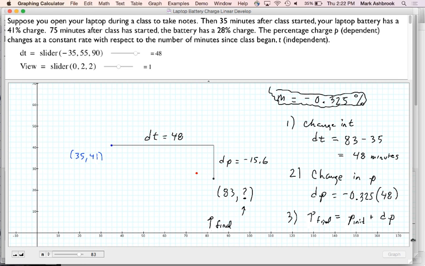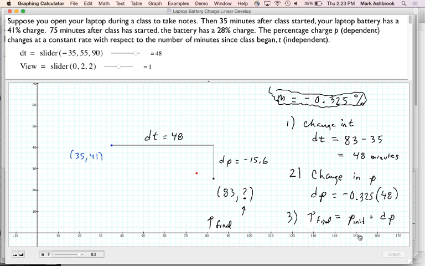Remember doing that with a smartphone activity? But it should make perfect sense. If you start out with a value and you add the change, you're going to get what you have in the end. So what's P initial? 41. What's the change in P? We just found it, the negative 15.6 by constant rate of change. That gives us the final value of P.